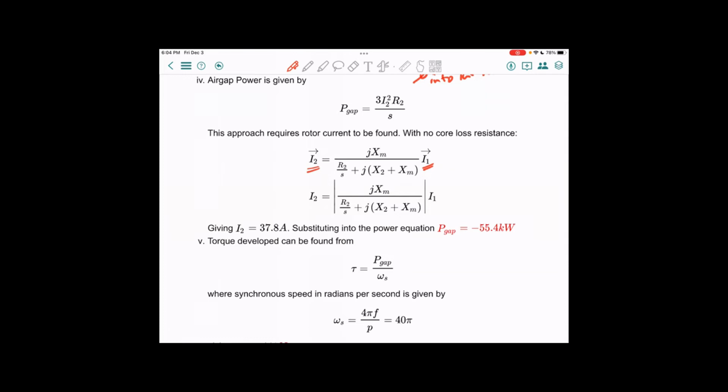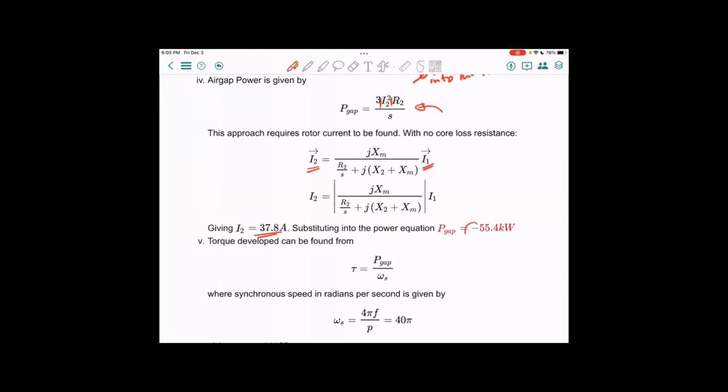You just need the magnitude of the current, because the power is found by the magnitude of the current, not the magnitude and angle. Please do not forget this. So if you calculate I2 here and find its magnitude, it will be 37.8. Again, I totally recommend using a calculator that's capable of doing the complex math directly, because if you want to do this by hand, it will take you ages. So you can just find this current magnitude and push it into this equation, and it will give you the air gap power.